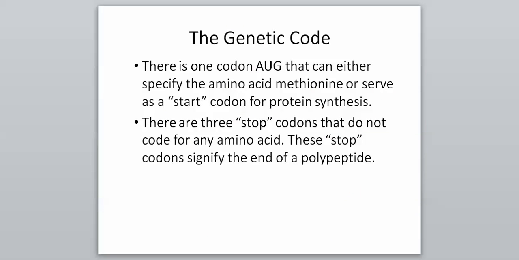To finish off this video, there is only one codon, AUG, that can either specify the amino acid methionine or serve as a start codon for protein synthesis. So it can serve one or two functions, the main one being that it tells us, go ahead and start making these proteins. Then there are 3 stop codons that do not code for any amino acid, and these stop codons signify the end of a polypeptide. Remember, polypeptide is another word for protein. Remember that for the quiz, it will be on there.